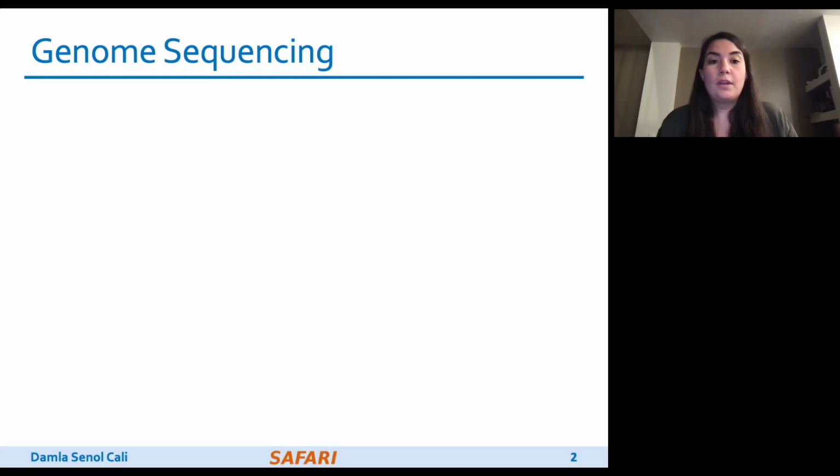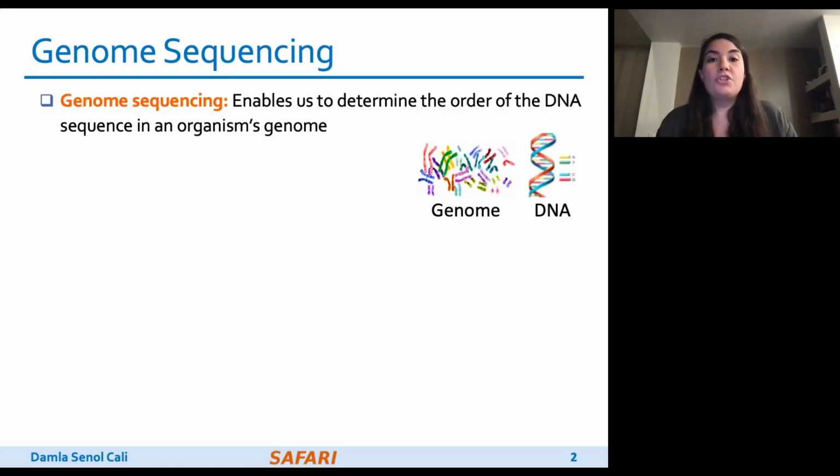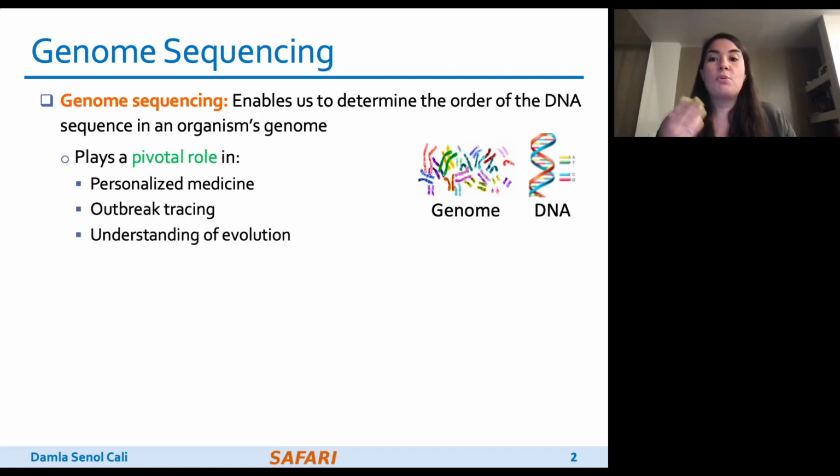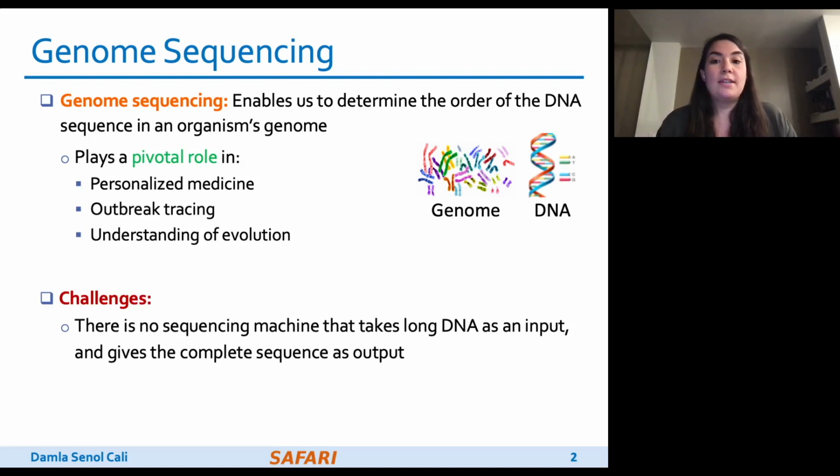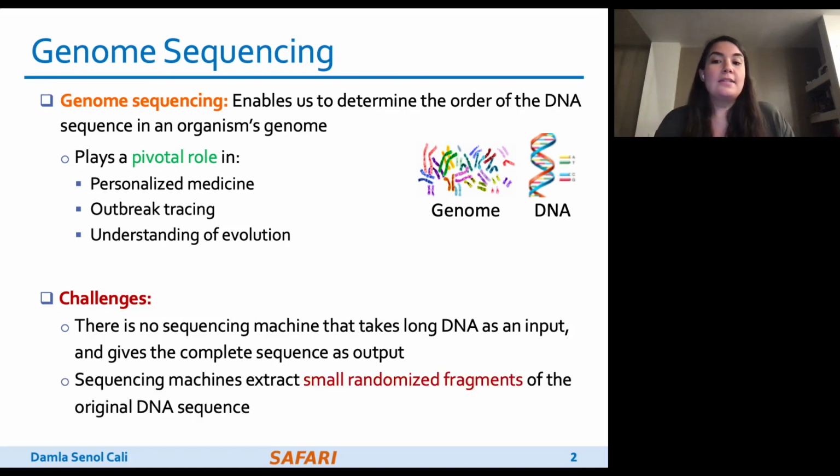Genome sequencing, which enables us to determine the DNA sequence of an organism, plays a pivotal role in areas such as personalized medicine, outbreak tracing like COVID-19, and understanding of evolution. However, there is no sequencing machine that takes the long DNA as an input and gives the complete sequence as an output. Instead, sequencing machines extract small randomized fragments of the original DNA sequence.